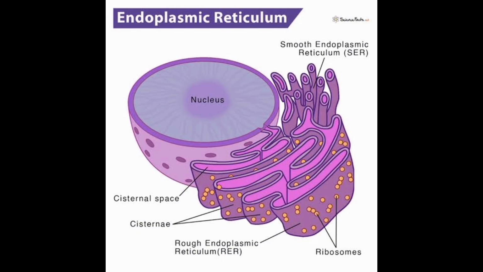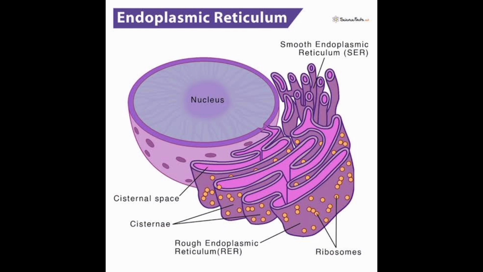ER are of two types, RER and SER. RER stands for rough endoplasmic reticulum, whereas SER stands for smooth endoplasmic reticulum. Rough endoplasmic reticulum looks rough under the microscope because it has ribosomes attached to its surface. These ribosomes help in protein manufacturing. So RER is the main hub of protein manufacture in a cell.